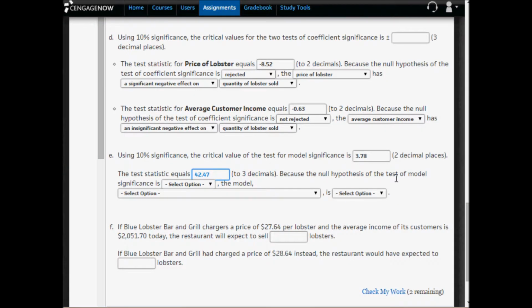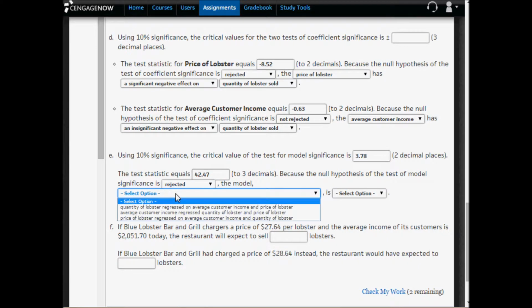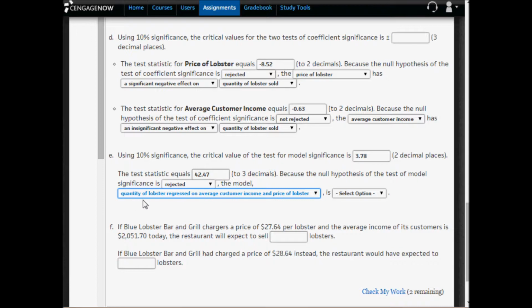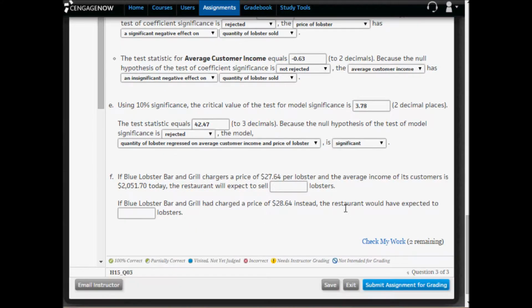Because the null hypothesis of the test of model significance is rejected, the model, the model's what? The quantity of lobster regressed on average customer income and price of lobster? Yeah, that's the model, right? The model is the quantity of lobster regressed on average customer income and price of lobster. And that model is significant. Now, if Blue Lobster Bar and Grill charges a price of $27.64 per lobster, and the average income is $2,051.7 today, the restaurant will expect to sell blank lobsters.